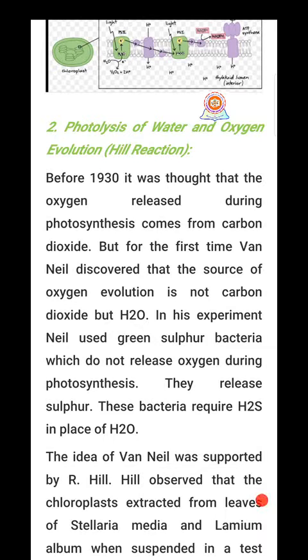The oxygen evolved during photosynthesis comes from the water molecule and not from the carbon dioxide molecule, and for that purpose Van Niel carried out the experiment. He used green sulfur bacteria, that is, photosynthetic bacteria. The green sulfur bacteria use sulfur for their energy. So during photosynthesis, they evolved sulfur.